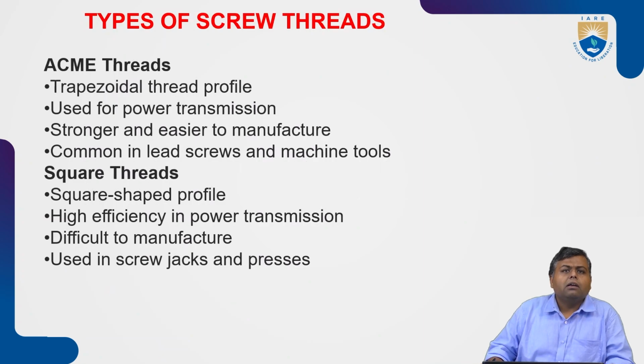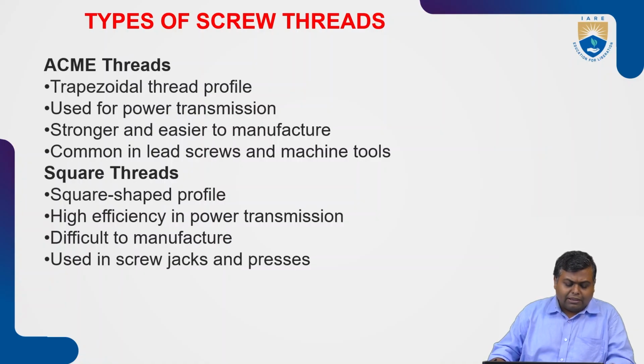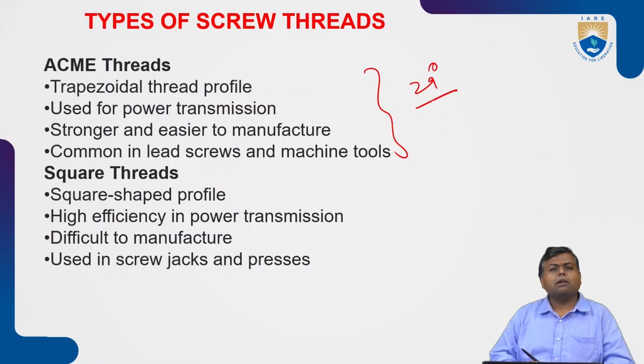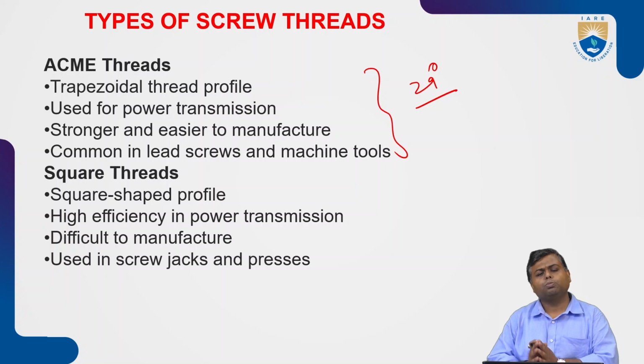The next is Acme. So these are trapezoidal thread profile, where these can be used in power transmission. These are very easy and stronger in manufacture and commonly used in lead screws and machine tools. So Acme threads are very different. Generally their angle is 29 degrees, and these are very much used in machines for power transmission, because this has a larger grip and which makes transmission very smooth from one place to another place.